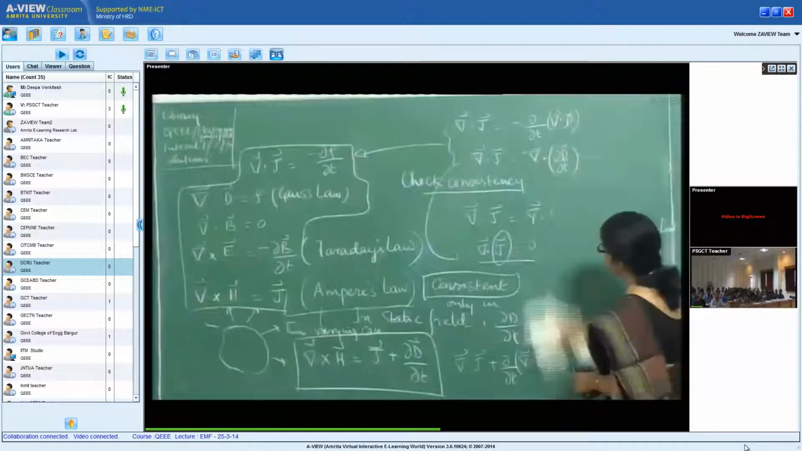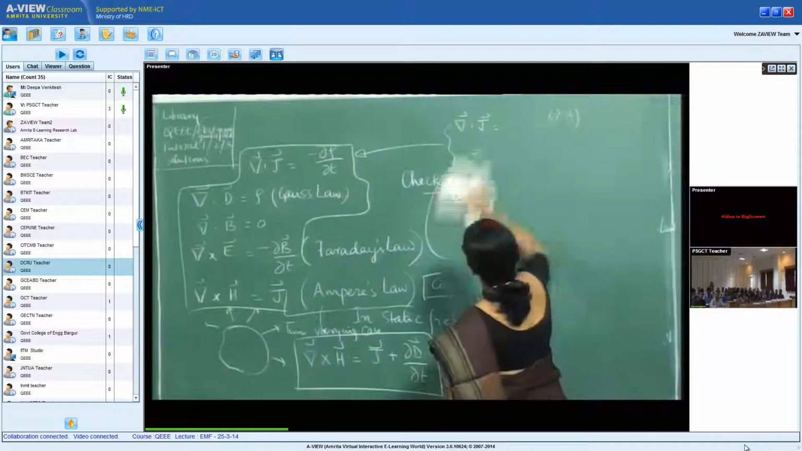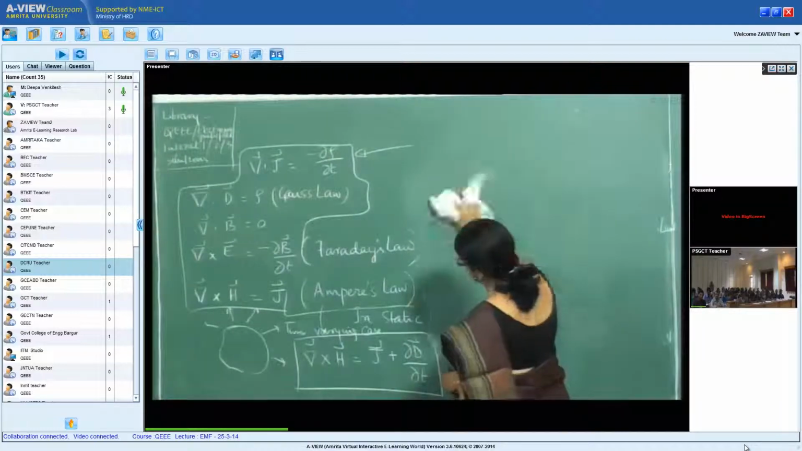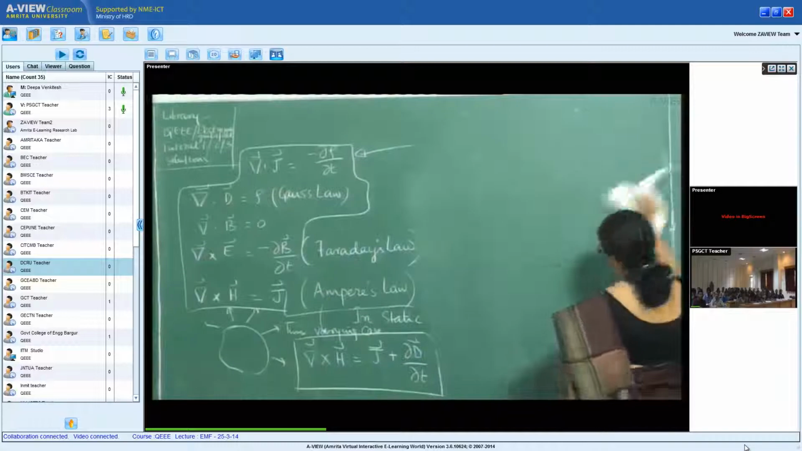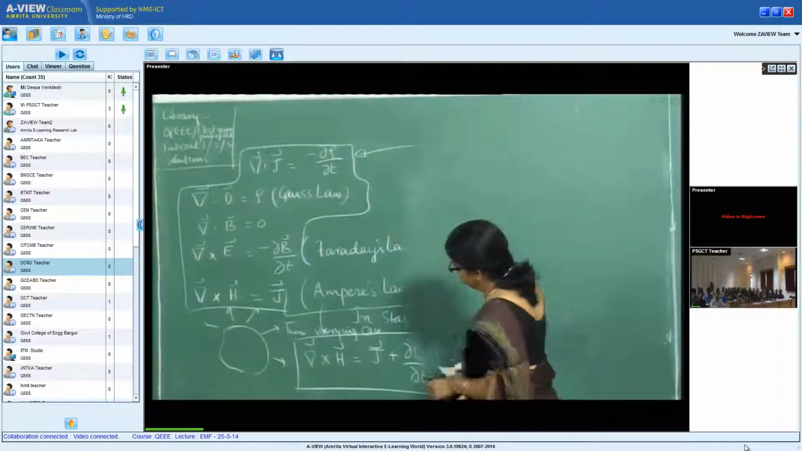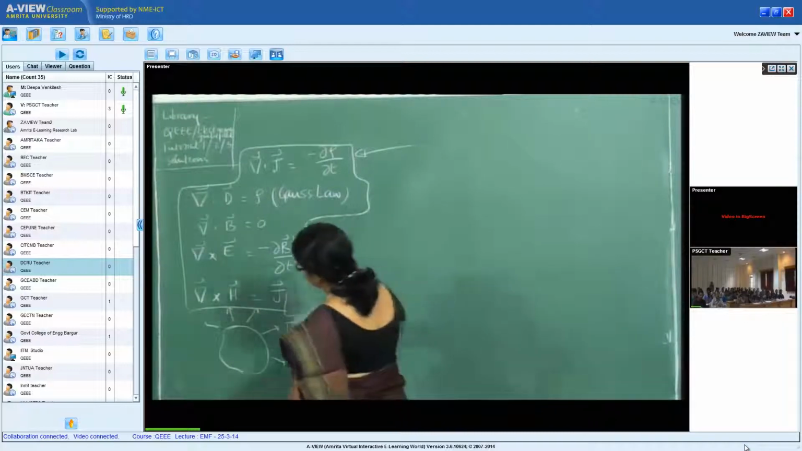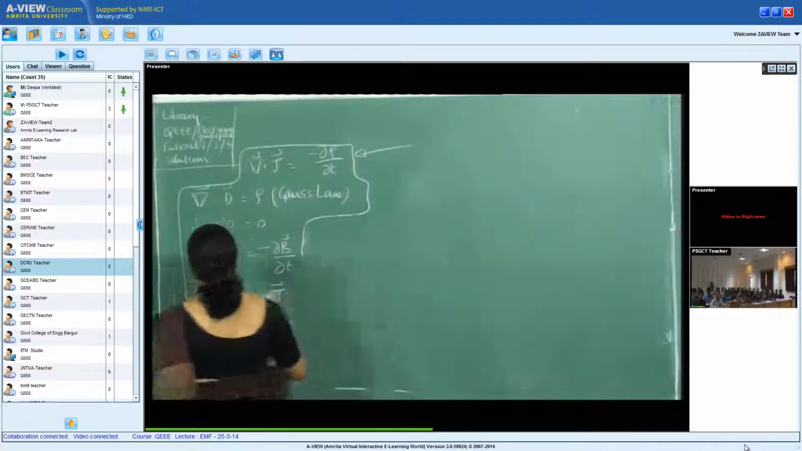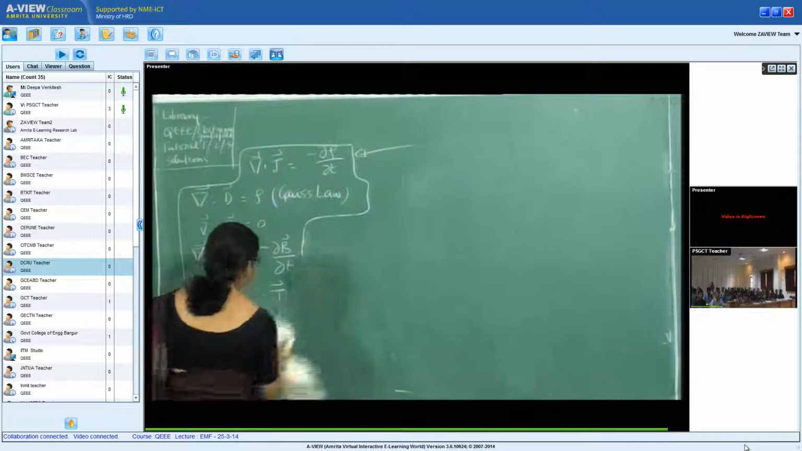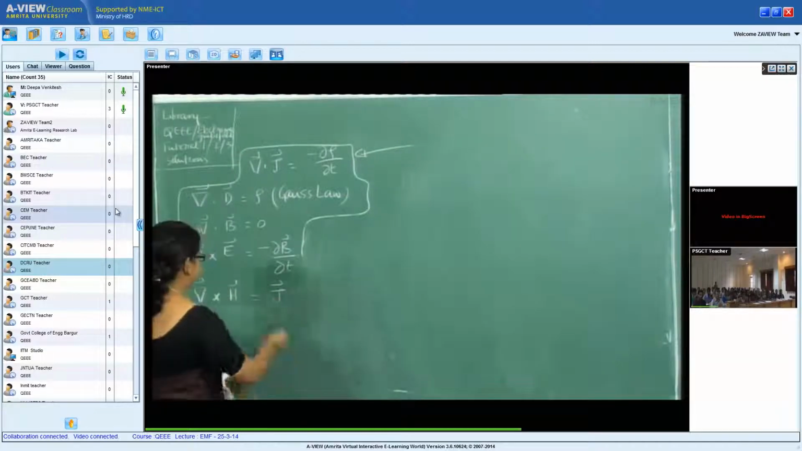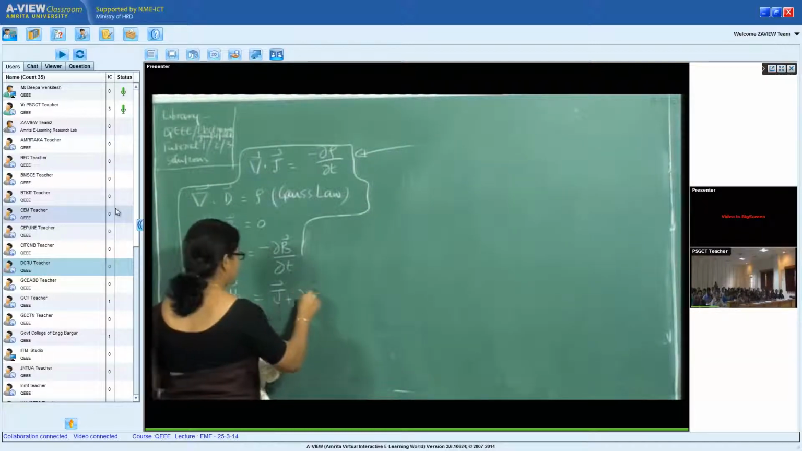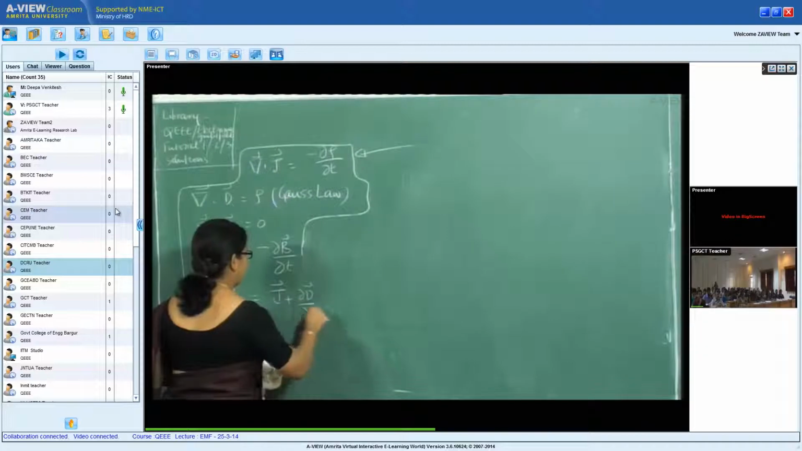Next thing that we will do is look for what happens when the field hits a boundary. So let me just write this as curl of H equals J plus del D by del t.